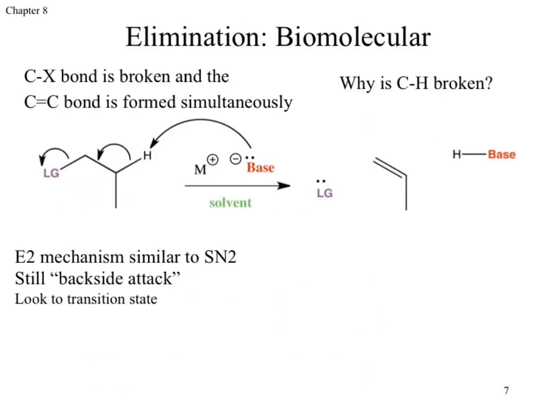We're still looking at a backside attack, which makes this a little bit tricky. In the SN2, we had a backside attack. In the E2, we still have a backside attack. We're trying to make a pi bond, which means we have to have p orbitals overlap to make that pi bond. The electrons coming out of our hydrogen need to be in the same plane as the orbital that is now being vacated by our leaving group. If they're in a different plane, the electrons cannot come from the backside and cannot force that leaving group out.